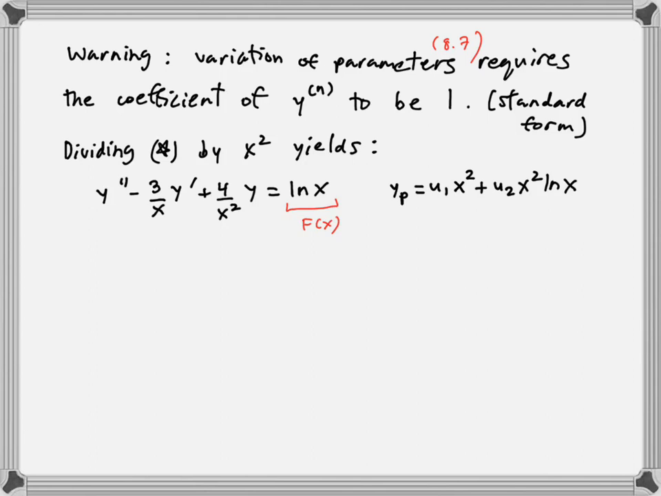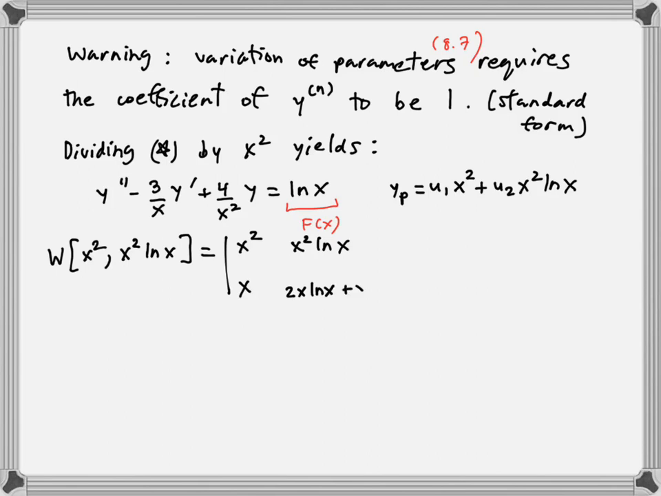Remember, those have nice formulas attached to them, but first we need the Wronskian. So I'm going to do the Wronskian of the two functions that we have. What are our two functions? We have x squared, and then we have x squared ln x. The derivative of this guy is going to be the derivative of the first times the second plus the first times the derivative of the second. So that's just going to be plus x.